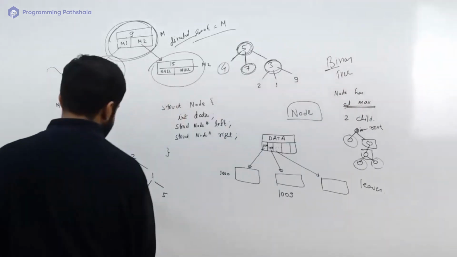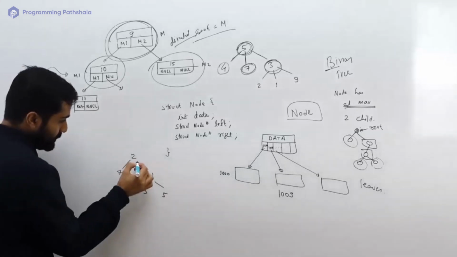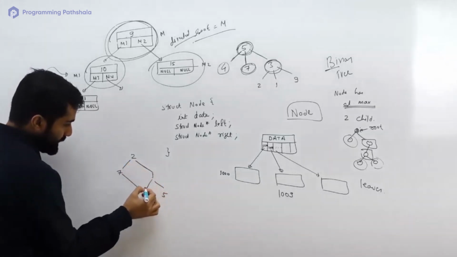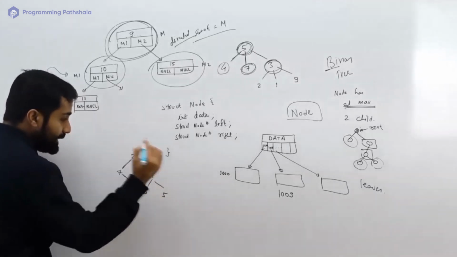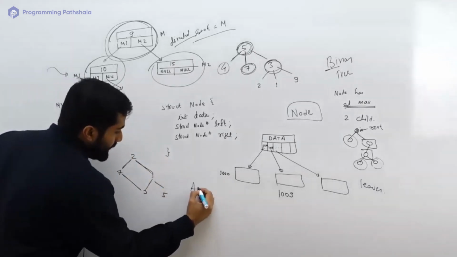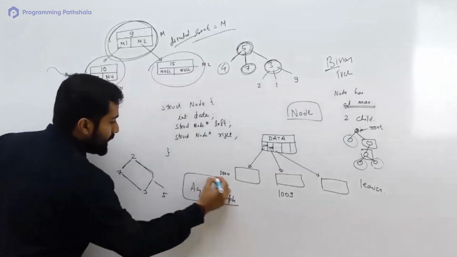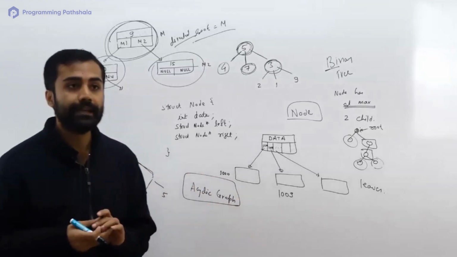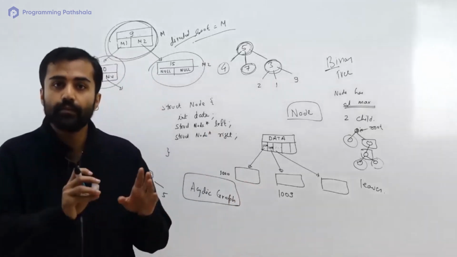When you look at this, it has two parents, or in other words, you can say there is a cycle. A tree is an acyclic graph. Keep it in your mind. In a tree, there cannot be any cycle at all. If a cycle is present, then it's no longer a tree.